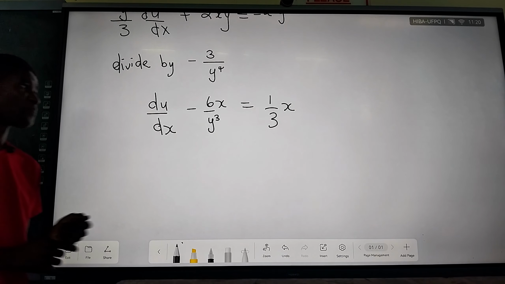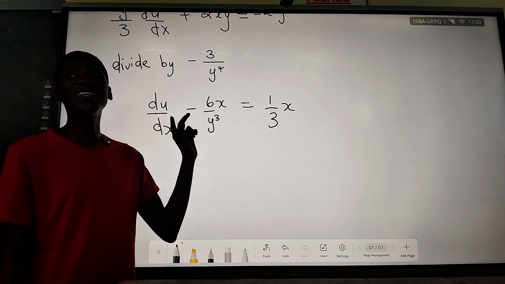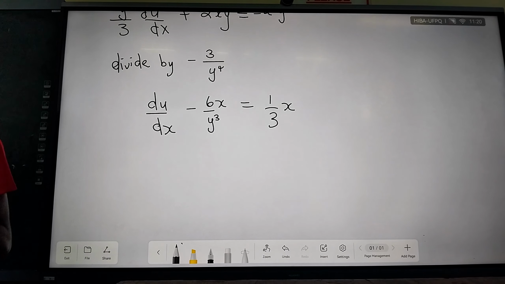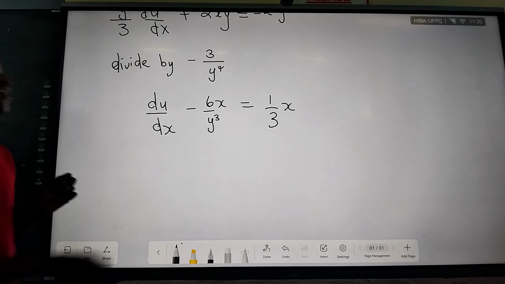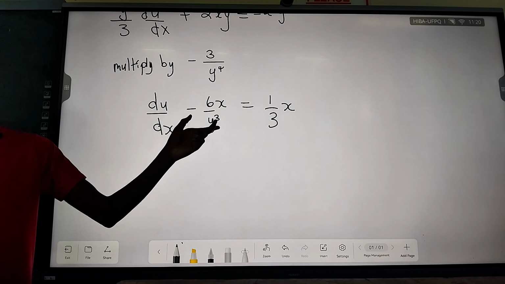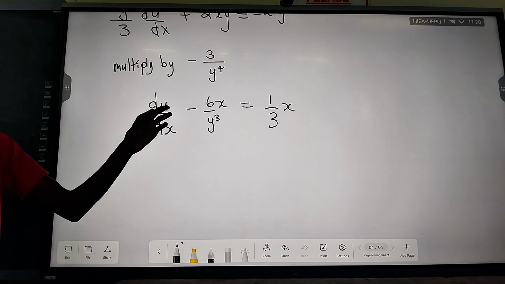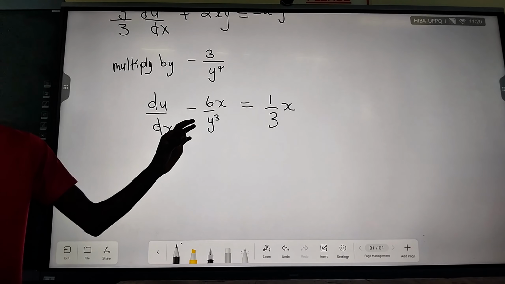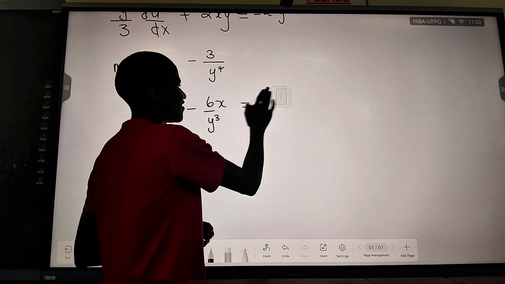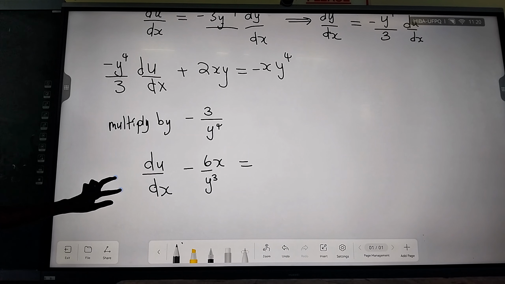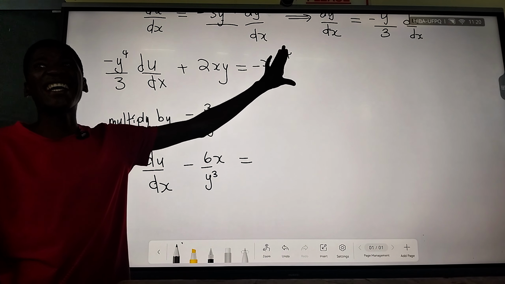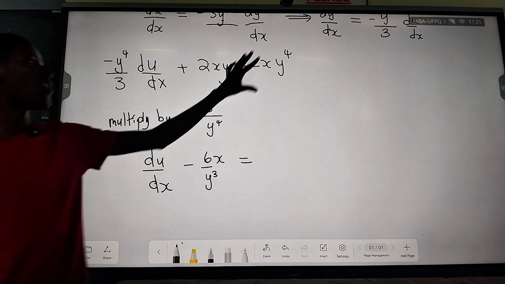But now, u is not y. Can we express 6 over y cubed in terms of u, right? It's times. Anything that you do, as long as you do the same thing on both sides. Let's check: are we multiplying or dividing? Y to the power of 4 will cancel. If we multiply by it, let us redo this here.